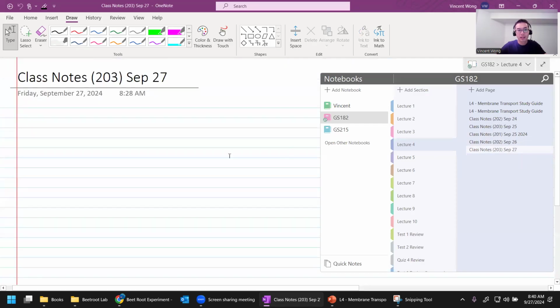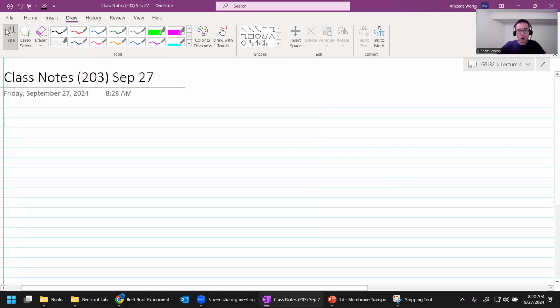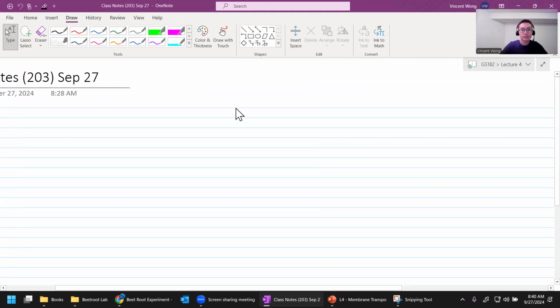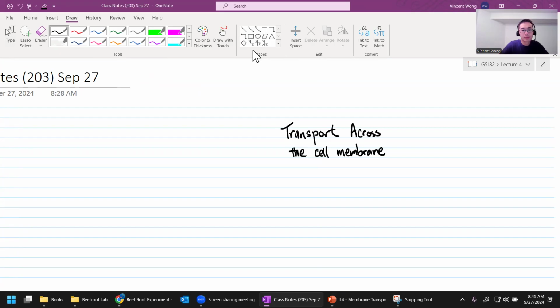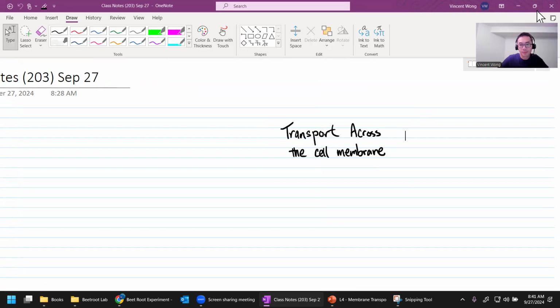Okay, so here we go. We have transport. Transport across the cell membrane. Okay? Transport across the cell membrane. Hold on, my shapes are not working. Let me try to restart this and see if it's going to come back on.